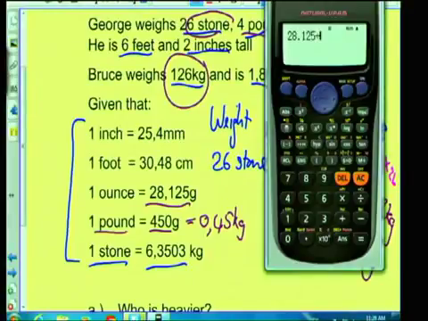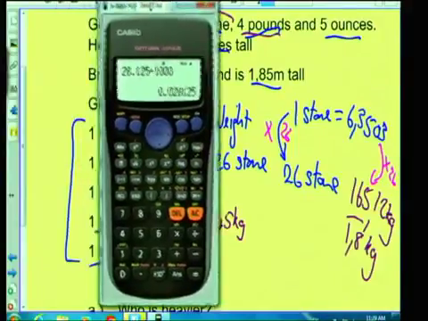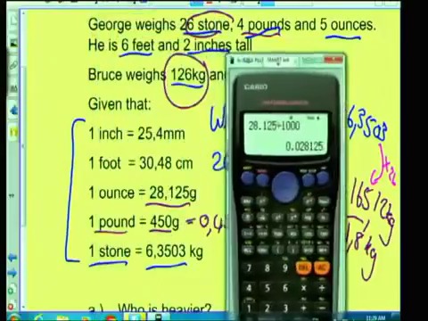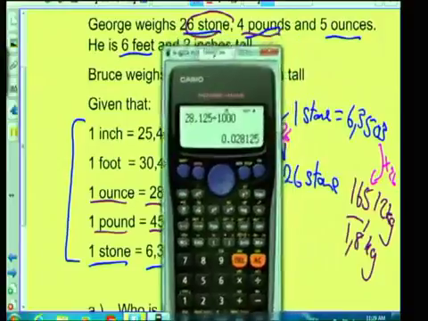28,125. I'm going to divide grams by 1,000, and that will give me, in decimal form, 0,028125. That gives me the relationship between 1 ounce and 1 kilogram.